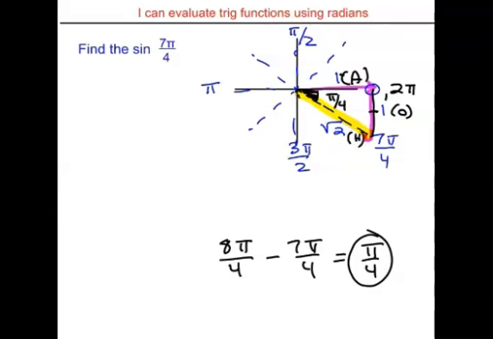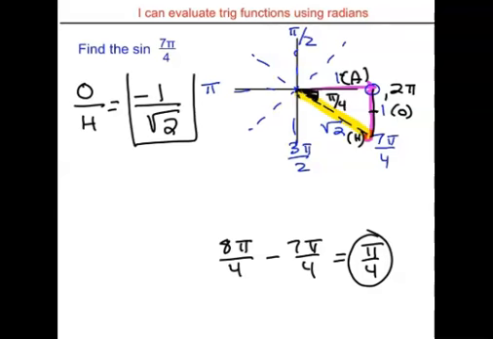So from the center, if I'm finding sine, sine is O over H. My O is -1. My H is square root of 2. Or I can multiply the top and bottom by square root of 2, and I get negative square root of 2 over 2. So either one is fine. I can either say my ratio is -1 over square root of 2 or negative square root of 2 over 2. Let's try another one.